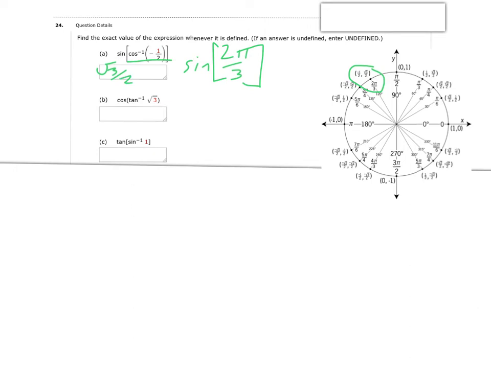I'll go ahead and jump down and do C here. So sine inverse of 1 would be up here at pi over 2. So this is asking me for tangent of pi over 2. Let's do the inside first, and then now I'll do tangent of pi over 2, which is 1 over 0, which is undefined.